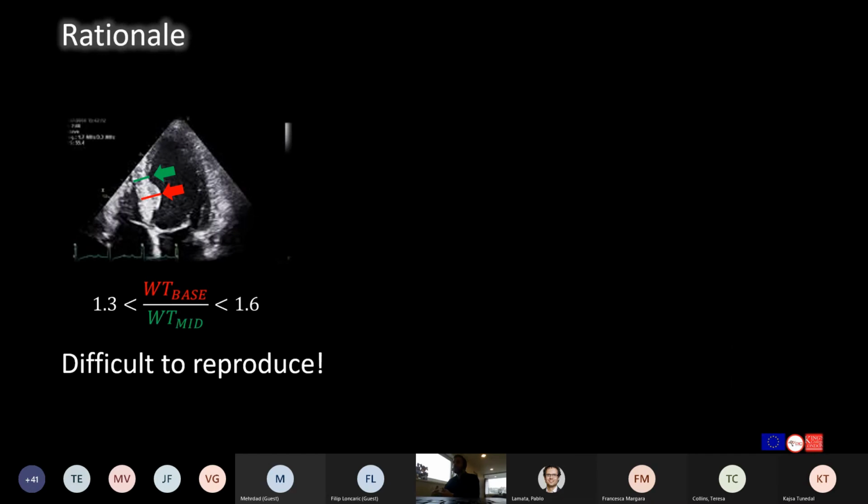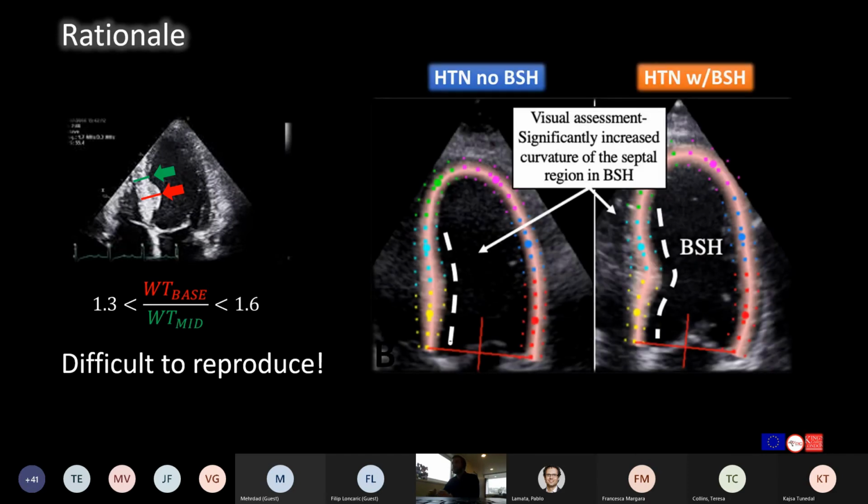And the problem with this diagnostic tool is that the multiple publications suggest different thresholds for actually diagnosing the basal septal hypertrophy, and the wall thickness ratio may vary from 1.3 to 1.6, which is actually a big gap. And this can, in effect, lead to some not reproducible studies and incorrect risk stratification for those patients. And so we wanted to use a different metric than the thickness ratio that would try to capture the BSH.